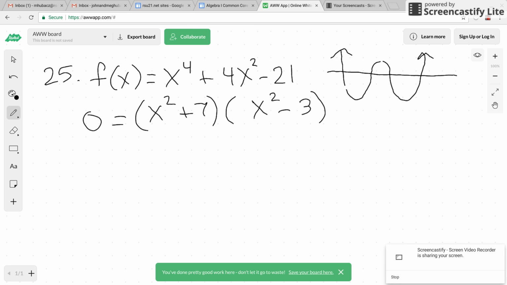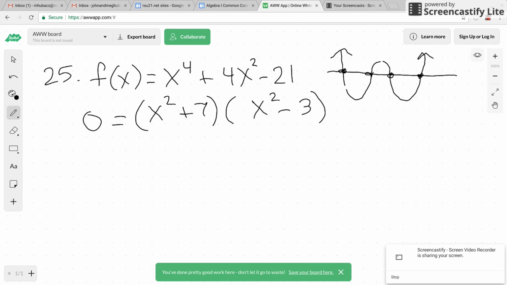So this is question 25. We need to talk about the number of possible real zeros and turning points, and then determine all of the real zeros by factoring. So you can see I already started to factor this quartic polynomial. Before we even look at that, think about what we did in class today. If it's a fourth degree polynomial, that means that it can potentially have 1, 2, 3, 4 zeros.